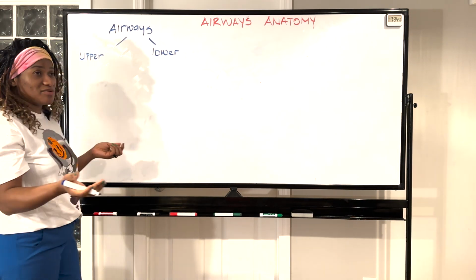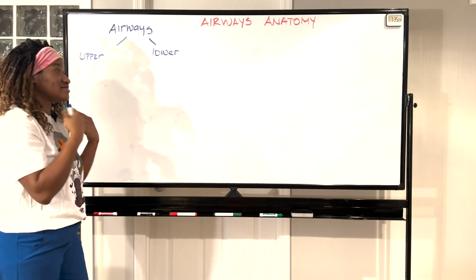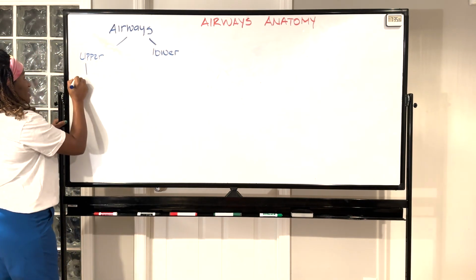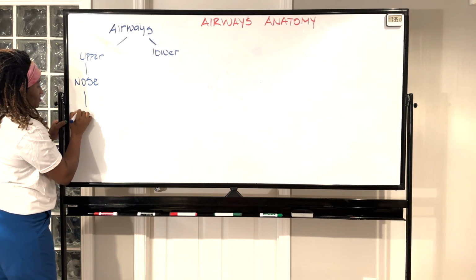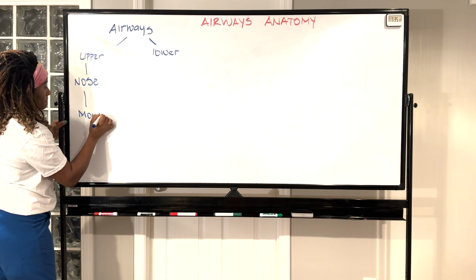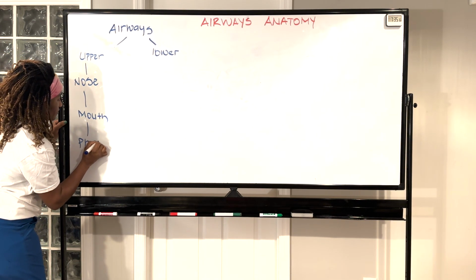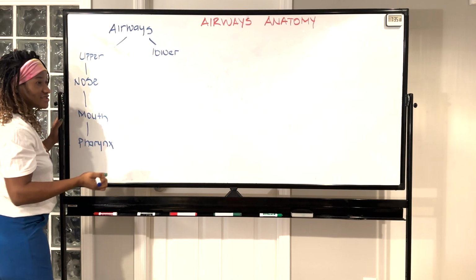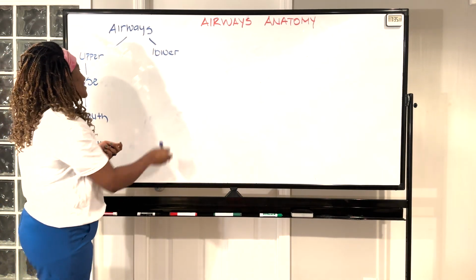So the upper airways comprise our nose, our mouth, and our pharynx. So here we have the nose, mouth, and the pharynx. The pharynx can also be considered like the throat, like we always say.